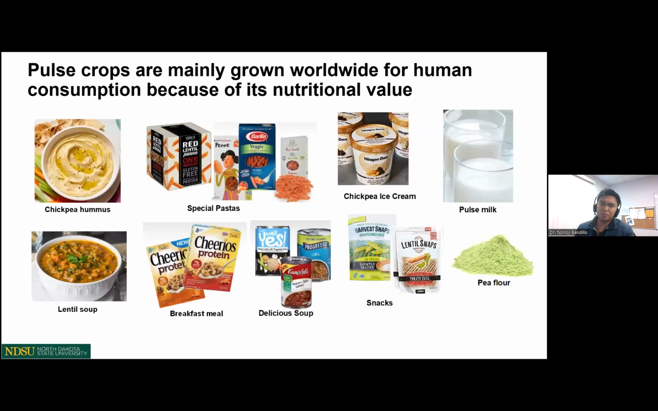And I think there's a great demand for pulses because of their nutritional value. In the market, these are some of the products that you can find right now. I really like chickpea hummus, for example, as you can see here. I really love it. And now it's becoming more and more functional because it has been integrated into products like pasta, ice cream, milk, wheat flour, and other snacks for breakfast, even soup. And maybe some of you like lentil soup. And perhaps if you get bored with your ice cream, you can try this chickpea ice cream. Let me know how that tastes.